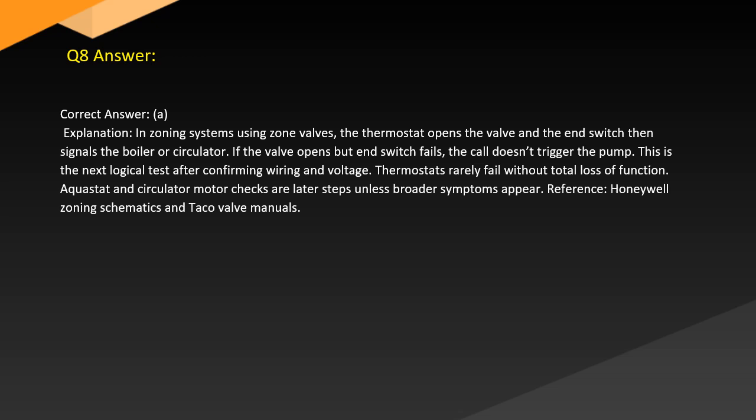Answer. Correct answer: A. Explanation. In zoning systems using zone valves, the thermostat opens the valve and the end switch then signals the boiler or circulator. If the valve opens but the end switch fails, the call doesn't trigger the pump. This is the next logical test after confirming wiring and voltage. Thermostats rarely fail without total loss of function. Aquastat and circulator motor checks are later steps unless broader symptoms appear. Reference Honeywell zoning schematics and Taco valve manuals.